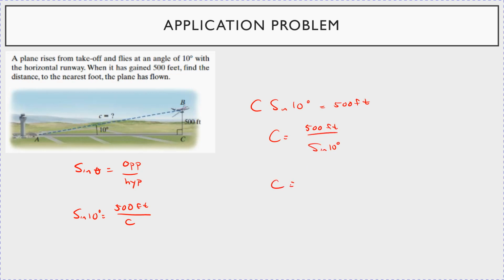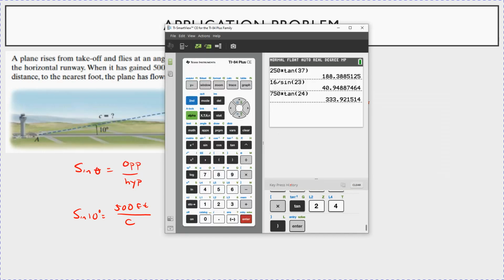And let's see roughly how far the plane has flown. And I'll go 2 decimal places again. So it's flown roughly 2,879.39 feet.